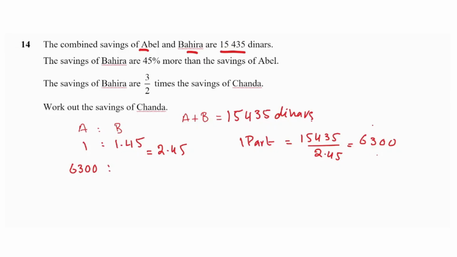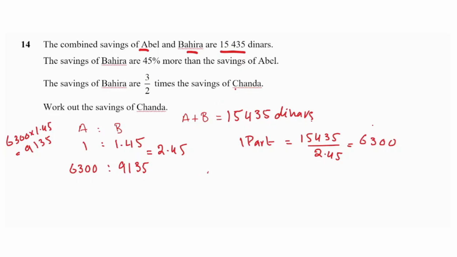So we're going to multiply 6,300 times 1.45. So we will get over here 9,135. So Bahira has 9,135. And the next part says the saving of Bahira are 3/2 times the saving of Chanda. Work out the saving of Chanda.